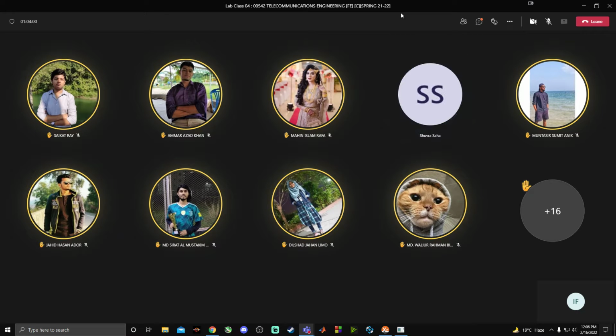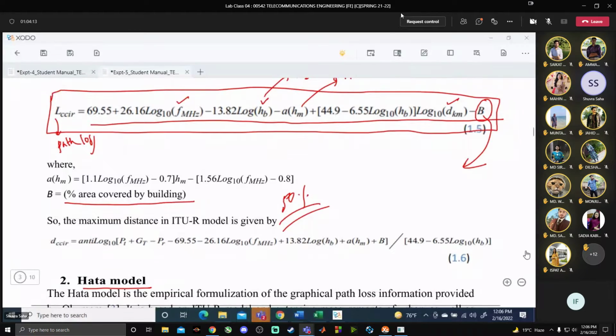Shoykot, give me the answer of this question. If my area is covered by buildings by 50%, in this equation, as you can see now, how much should I place here? How much should I put in the equation? Is the question very difficult? No, sir. Then give the answer. Where is the problem in answering?